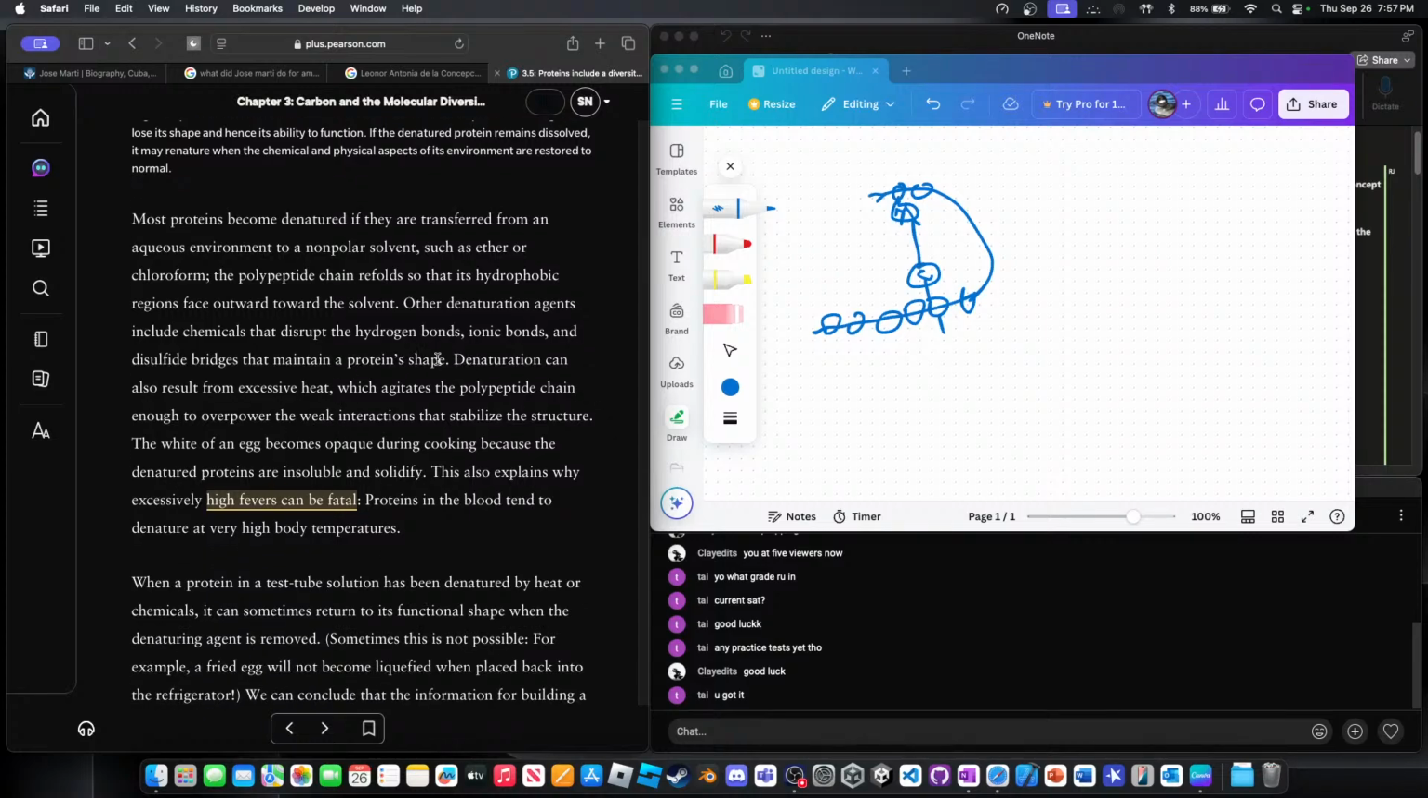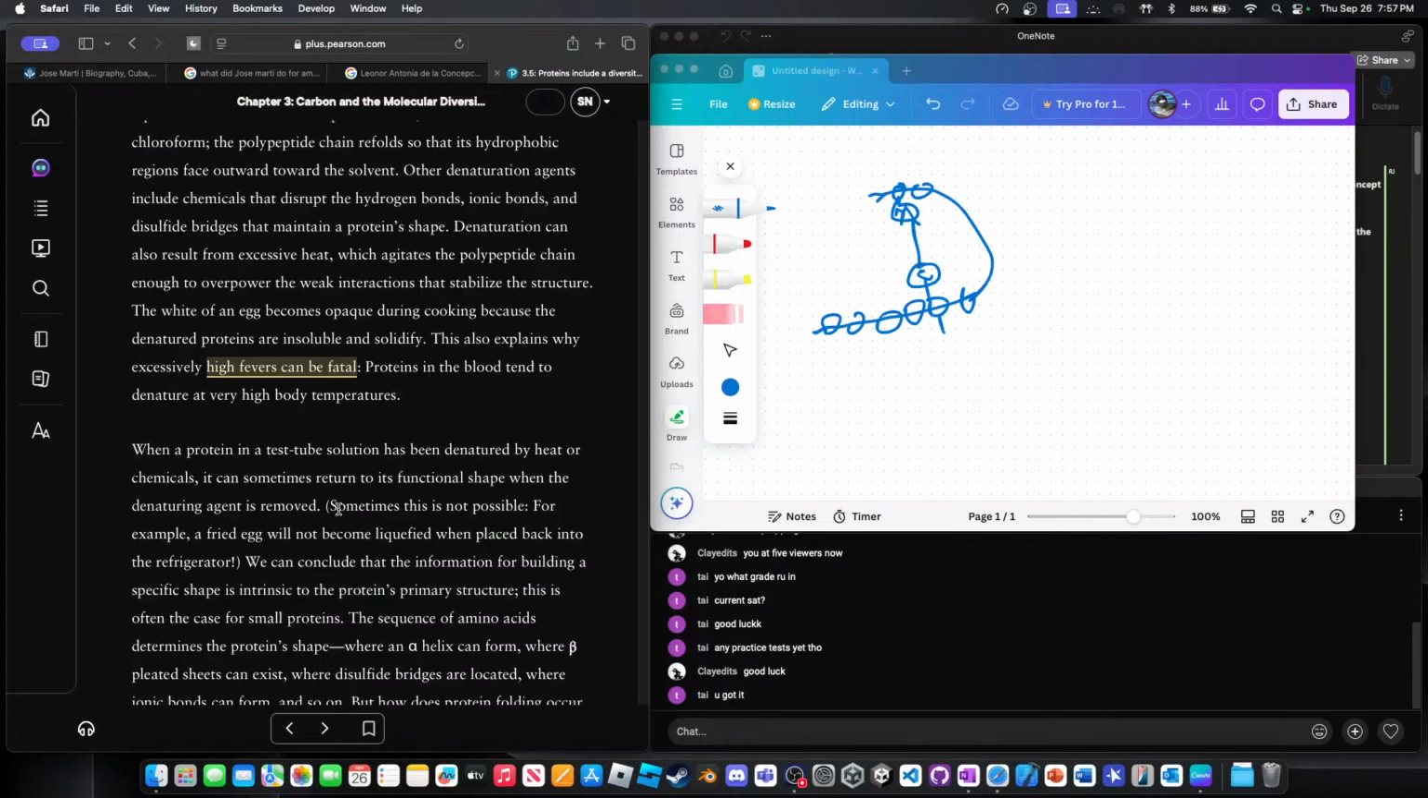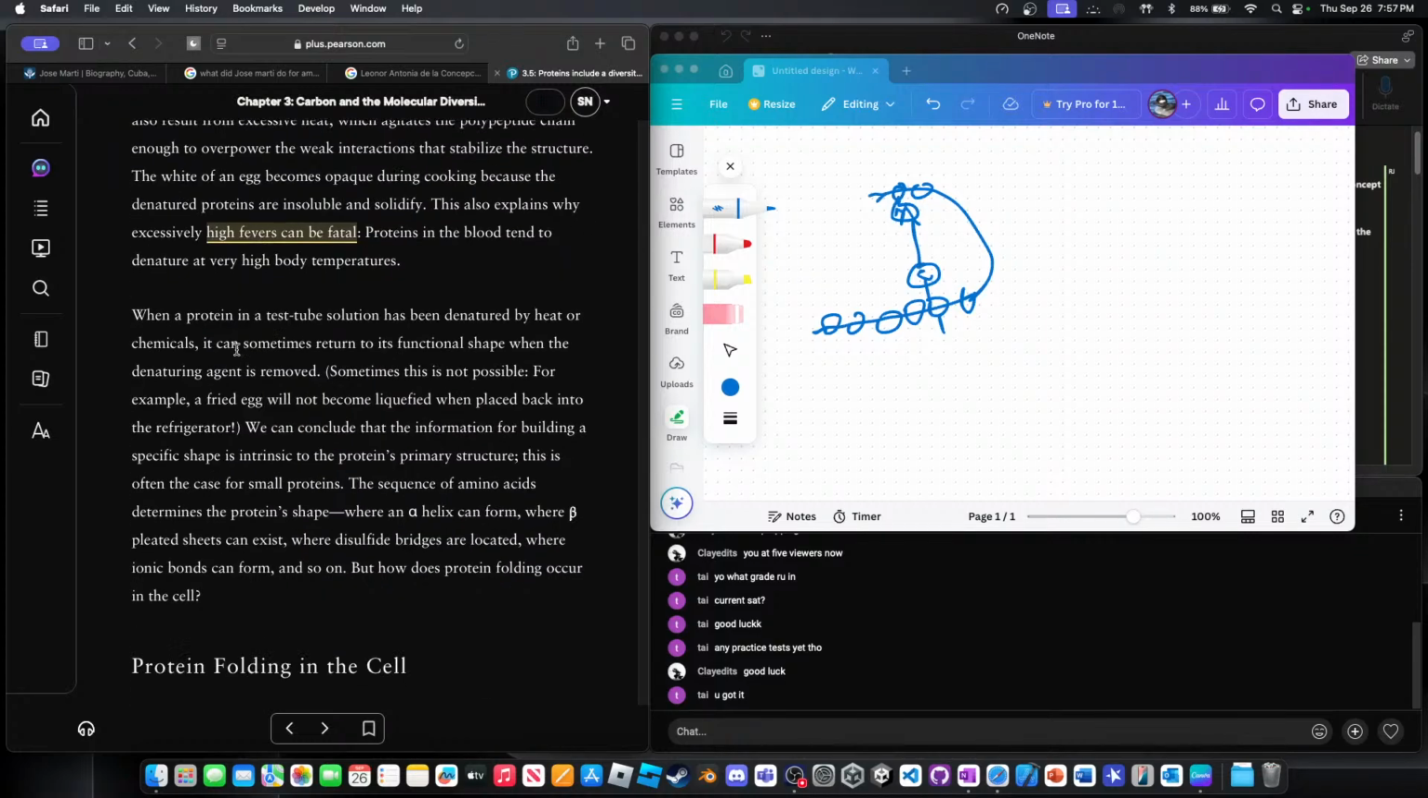Oh wait, I skipped a couple parts. Denaturation can also result from excessive heat, which agitates the polypeptide chain enough to overpower the weak interactions that stabilize the structure. The white of an egg becomes opaque during cooking because the denatured proteins are insoluble and solidify. Cool to know. When a protein in a test tube solution has been denatured by heat or chemicals, it can sometimes return to its functional shape when the denaturing agent is removed. Sometimes this is not possible. For example, a fried egg will not become liquefied when placed back into the refrigerator.